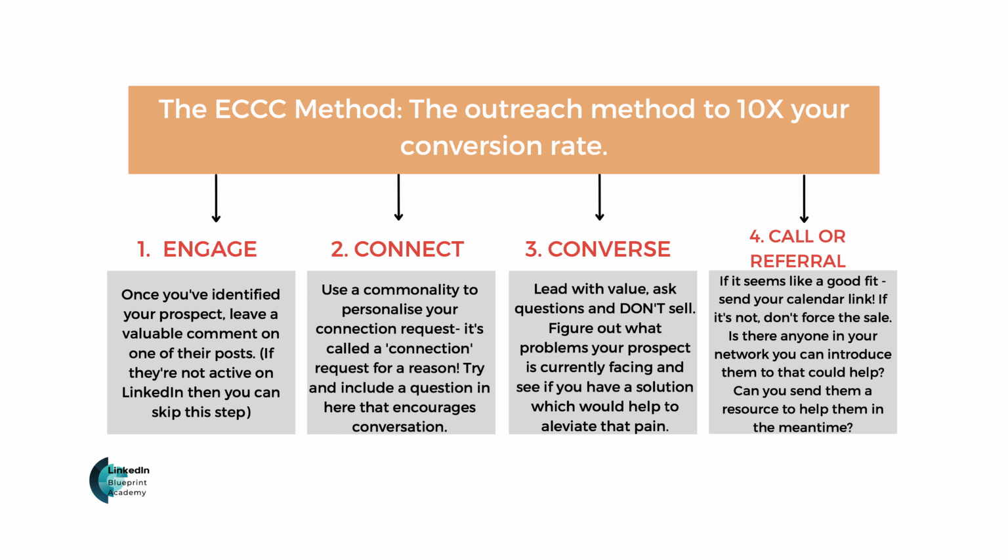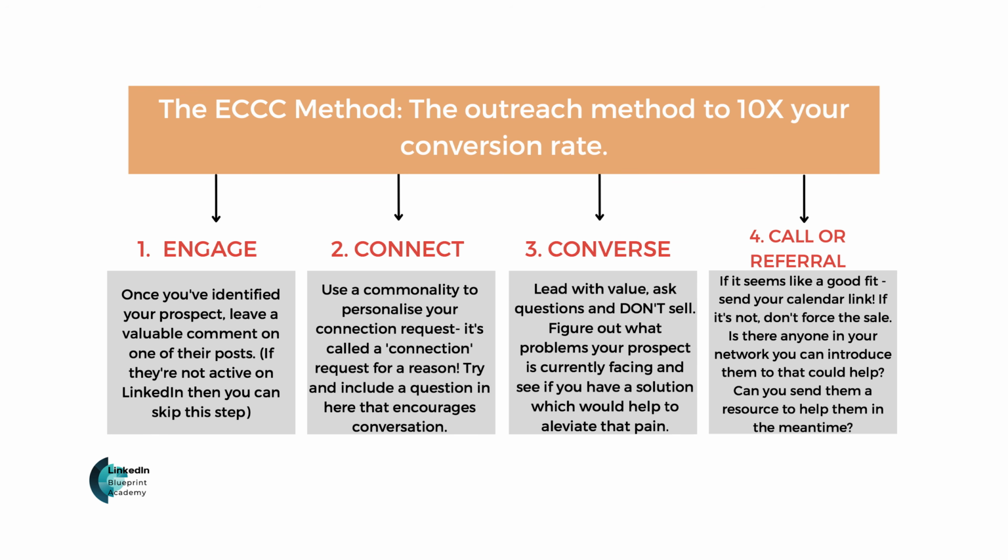So once you've identified your prospect, leave a valuable comment on one of the posts. If they're not active on LinkedIn, you can skip this step and go directly onto step number 2. Number 2 is connect. So try and use a commonality, something that you guys have in common, to be able to personalize your connection request. It is called a connection request for a reason. Try and also include a question in here that encourages conversation, because sometimes when you send a connection request and you just make a statement, somebody might accept your request but not respond anything to you, and then it just becomes a little bit more difficult to start the conversation. So just try and include a question there as well.